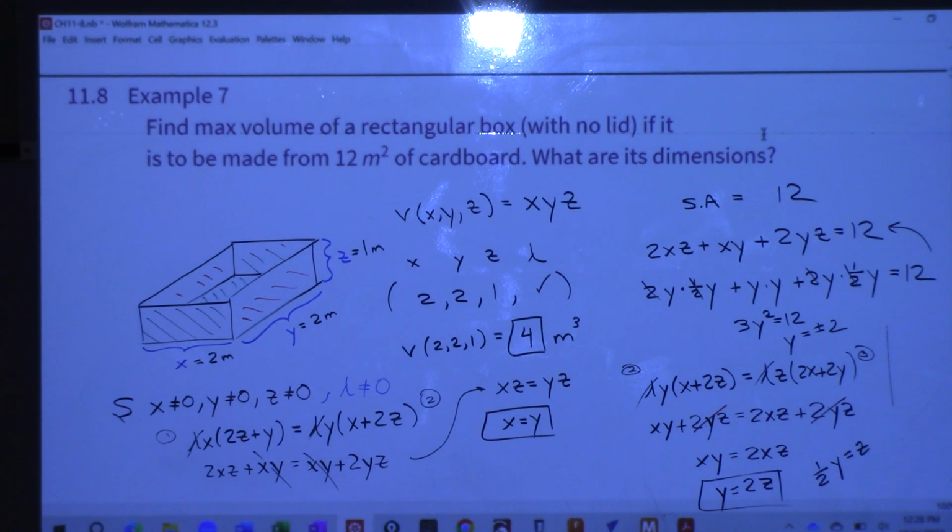That's a lot of cardboard. Yeah. 2 meters by 2 meters by 1 meter? That's a big box. Yeah, it's a big box. But it could be inches. We could change the whole thing to inches, right?